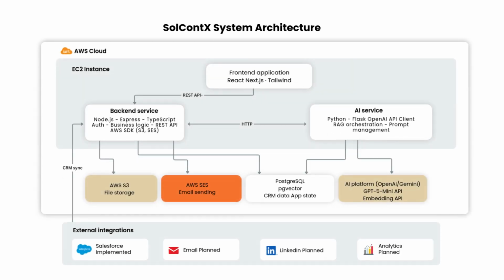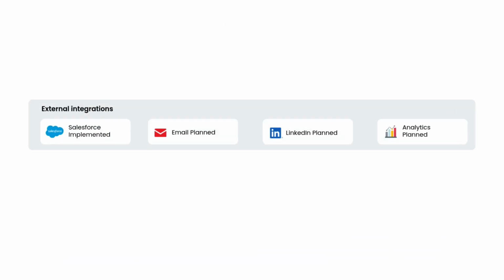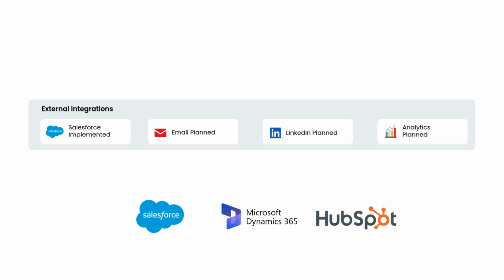SolContX is built to keep that process structured. A React and Next.js frontend connects to a Node and Express backend for business logic and APIs. A dedicated Python AI service handles orchestration and generation. Your knowledge lives across AWS S3, PostgreSQL, and the OpenAI layer for embeddings and AI responses, while CRM context syncs in from systems like Salesforce and others.